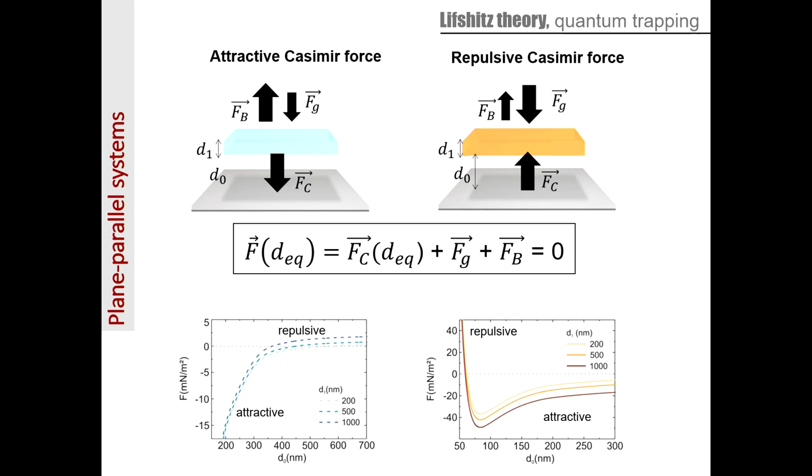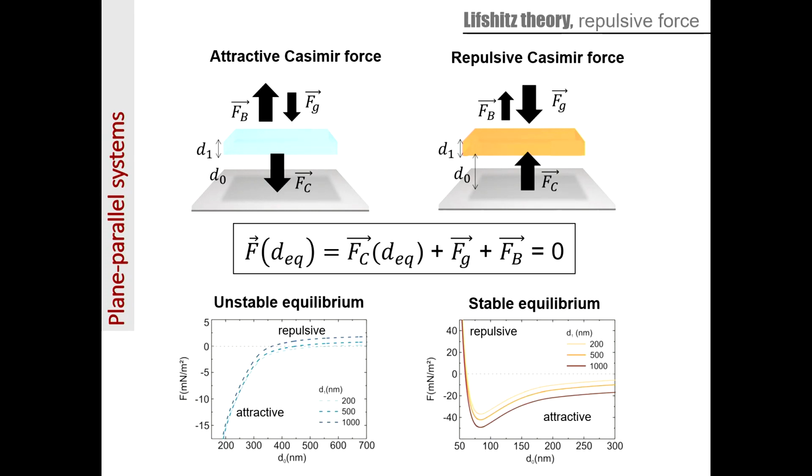So how can we have this quantum trapping? Basically, what we need is that the total force acting on our film is going to be balanced, right? So we can have a scheme like this where we have an attractive force between the two plates at short separation distances that changes to be repulsive at large separation distances, that is balanced by buoyancy and gravity, for instance. Or we can have another scheme, which is this one, where we have repulsive Casimir force at short separation distances, which changes to be attractive at longer ones. And again, this is balanced by buoyancy and gravity.